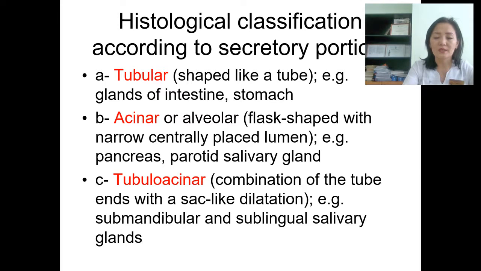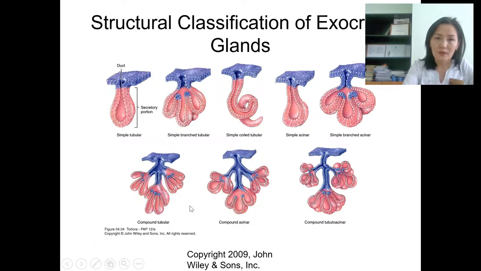Next one, tubular acinar. I think you understood here. Tubular acinar means one part of the secretory portion consists of a tube-like secretory portion, another one acinar or alveolar-like. That's why you can see tubular acinar. For example, submandibular and sublingual salivary glands are tubular acinar glands.